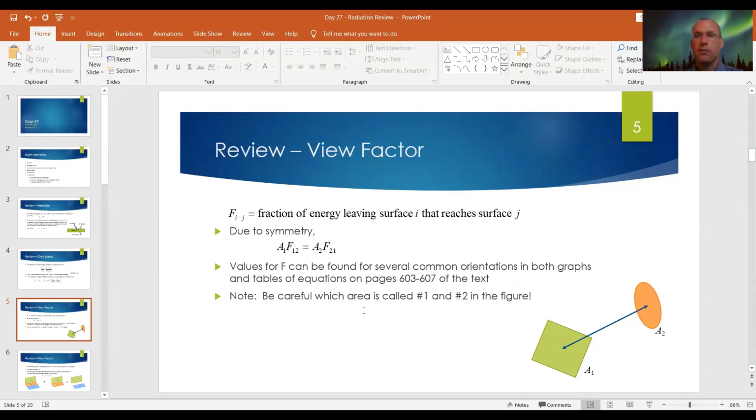These view factors can be found in tables or graphs or equations, with various shapes and orientations, on pages 603 to 607 in the textbook. There are various figures, graphs, and equations there. One thing to be careful of is which one is actually called figure 1 and which is called figure 2 in the table. If you're asking for F12, make sure you're not actually calculating F21. So make sure that orientation is the same. Otherwise, you might end up with the wrong answer.